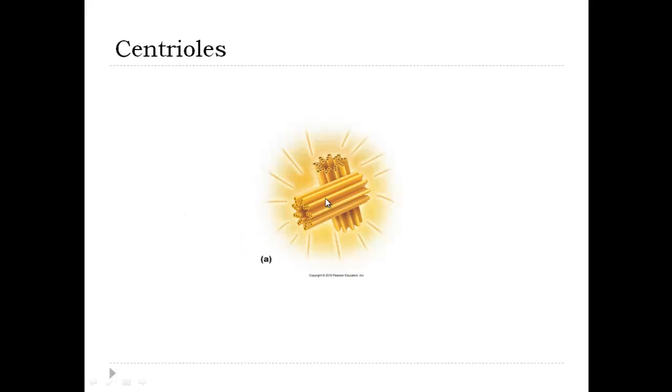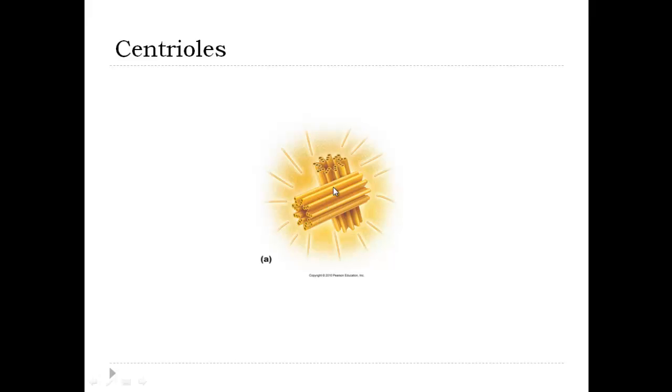The centrioles are special structures that are used for cell division. We're going to talk about mitosis in the second half of this lab, and we'll learn about how the centrioles play a role in creating what's called a spindle that attaches to chromosomes and pulls them apart during cell division. So basically the function of these is for cell division.